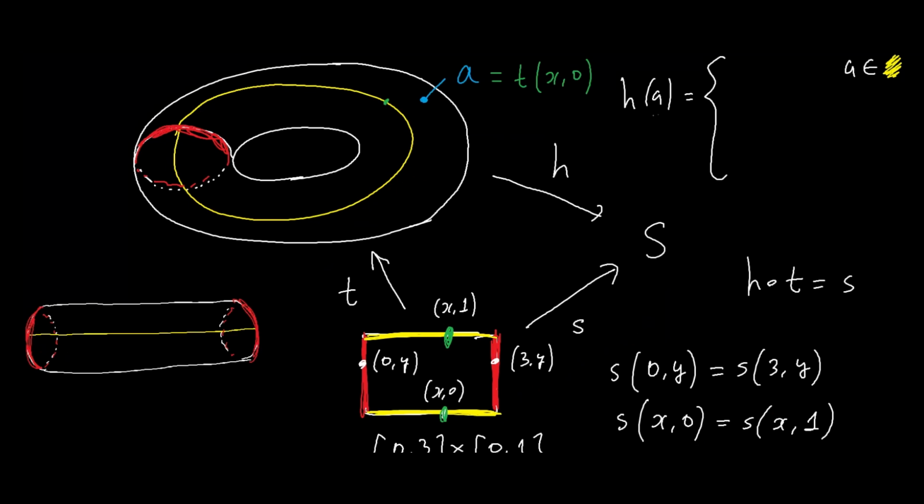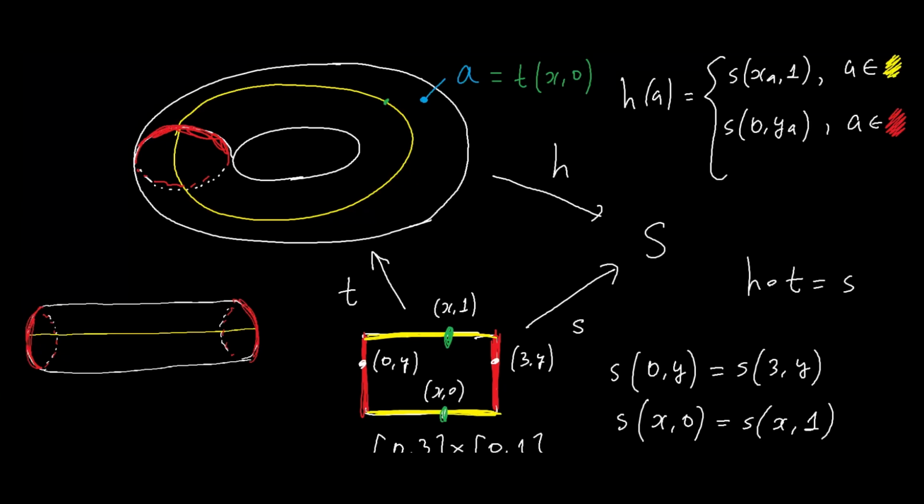So if A comes from the yellow area, we can just define H of A, which must be equal by the commutativity of the triangle to S of, let's say, (x_A, 1), where x_A is the x coordinate of that corresponding point in the yellow area on the rectangle. If A comes from the red area, we can write a similar formula. Then it must be S of, let's say, (0, y_A).